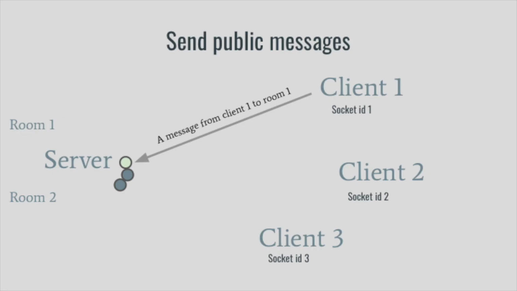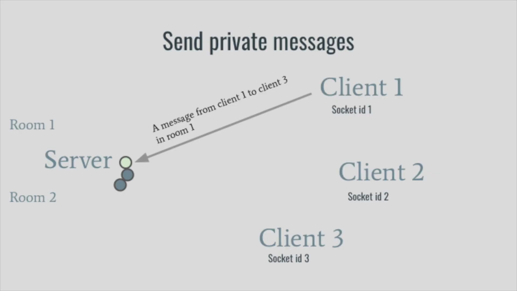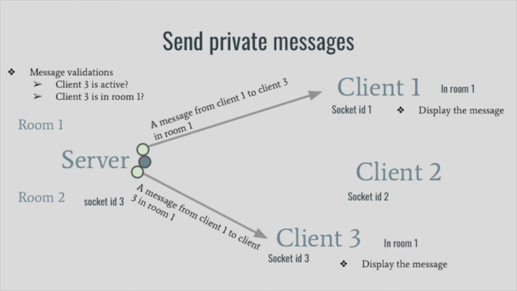To send public messages, client 1 sends a message to the server specifying the room ID. The server then broadcasts the message to the target room. The client side will decide whether to display or to buffer the message. When sending private messages, client 1 specifies the target clients and the target room. The server performs validations on the message by checking whether the target user is active and is in the target room. If the message is valid, the server sends the message to the target clients and to the sender through their sockets.